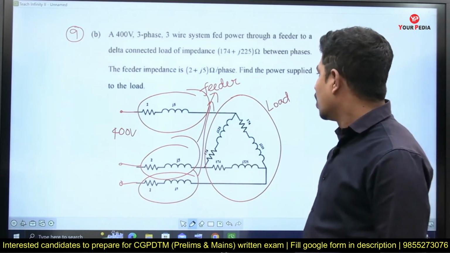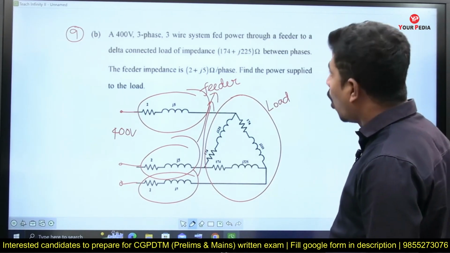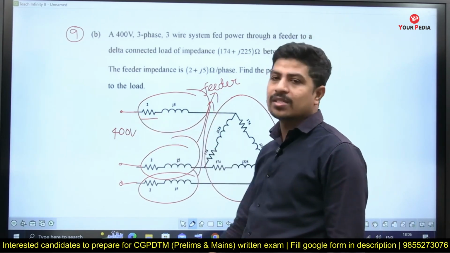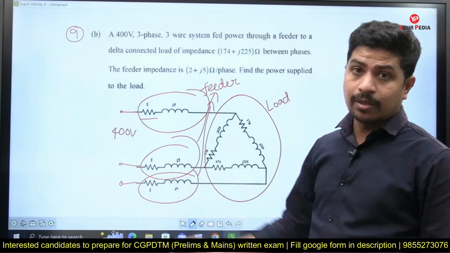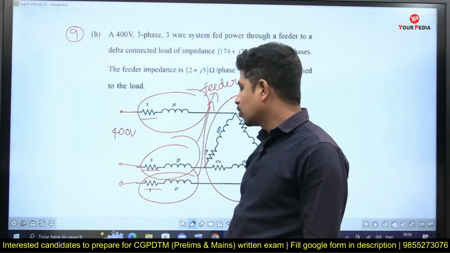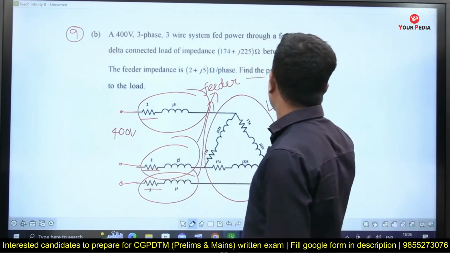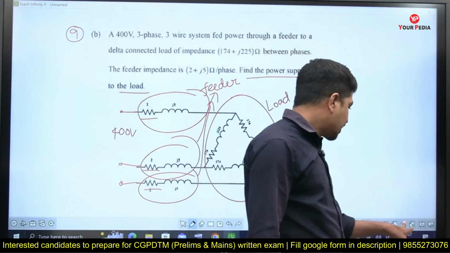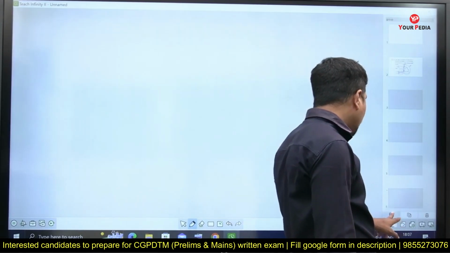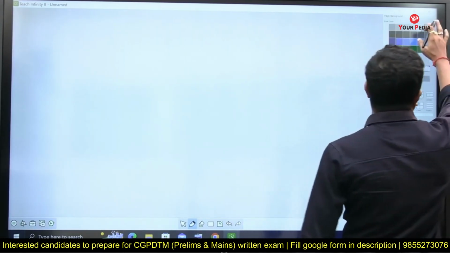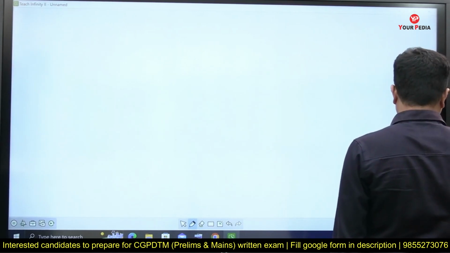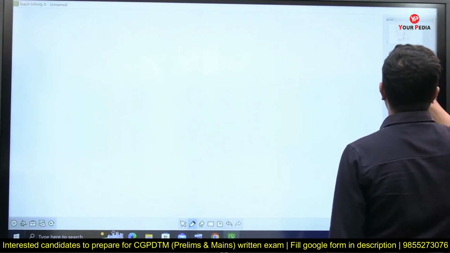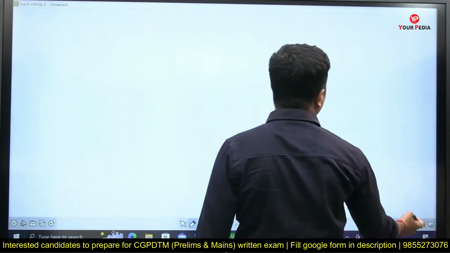Now he is asking, what is the power supplied to the load? See, the feeder also has some resistance, so some power loss will take place in the feeder. The question is, find the power supplied to the load. In the examination, definitely you have to redraw the diagram. First, you have to mention the given data. Yes, I am writing here, given data.